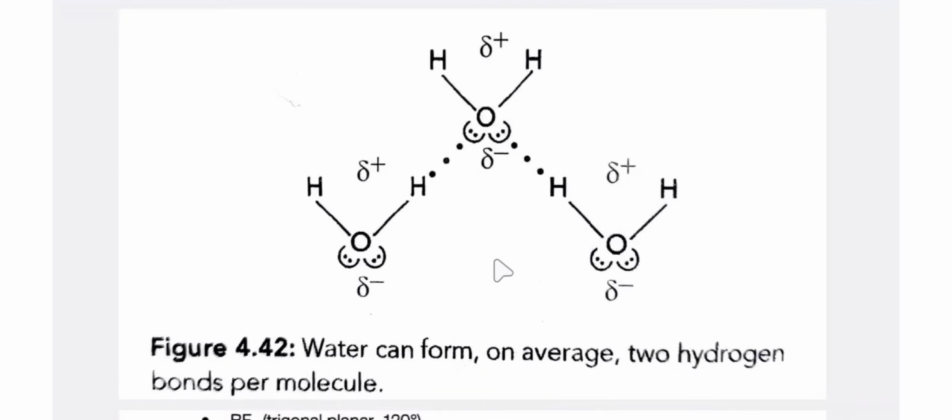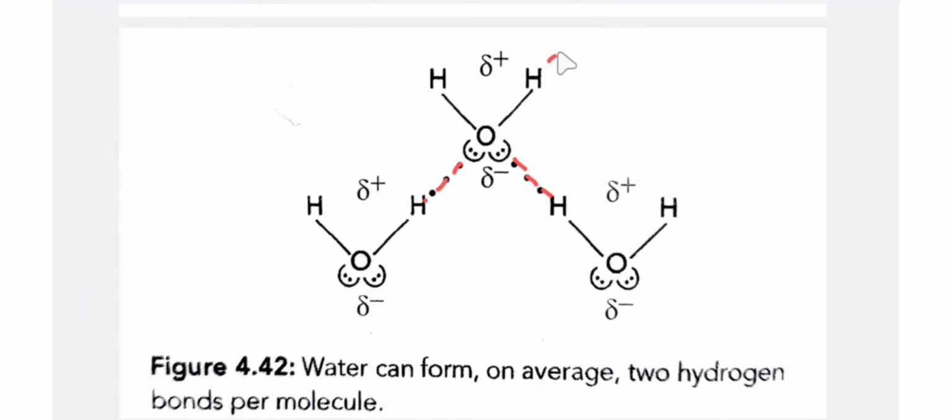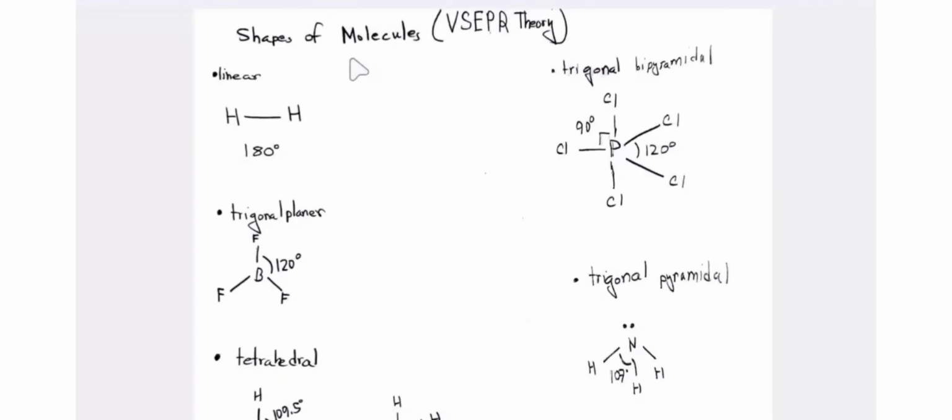Also, how many hydrogen bonds can one water molecule form? Here we can see that oxygen has two lone pairs, so one hydrogen bond and two hydrogen bonds. Then again, these hydrogens can also form hydrogen bonds with the lone pairs of electrons. So we can see that one water molecule can form four hydrogen bonds: two bonds by the lone pairs and two bonds by the hydrogens.